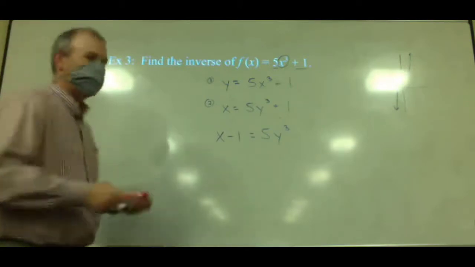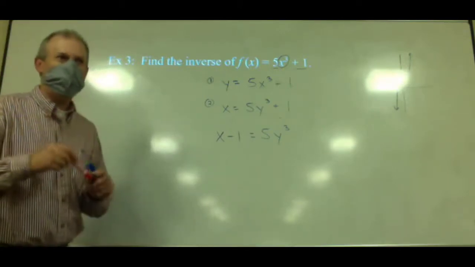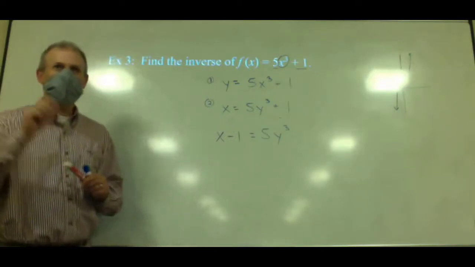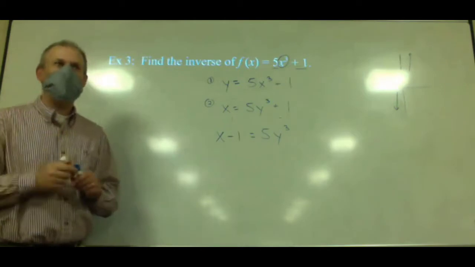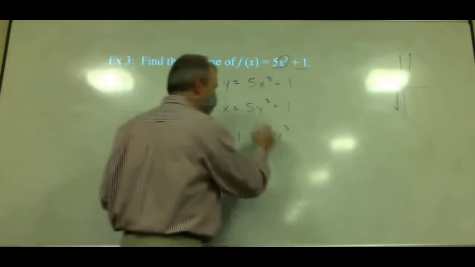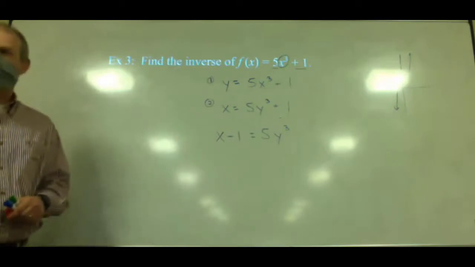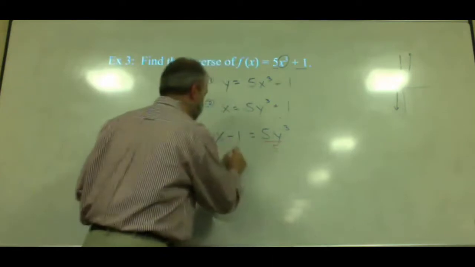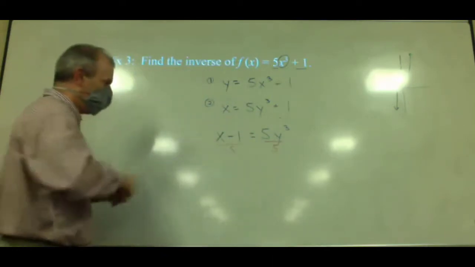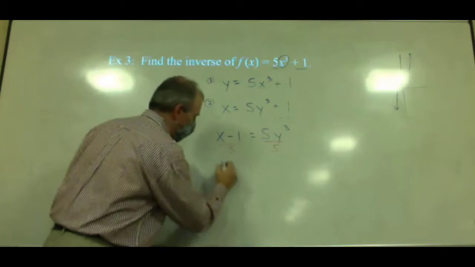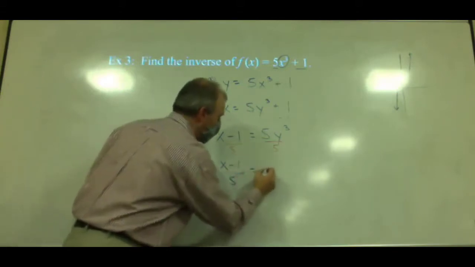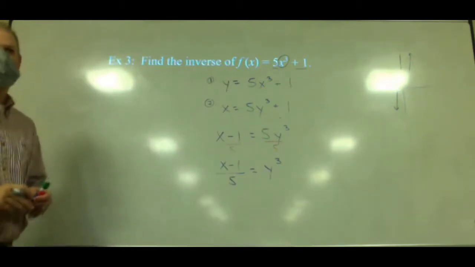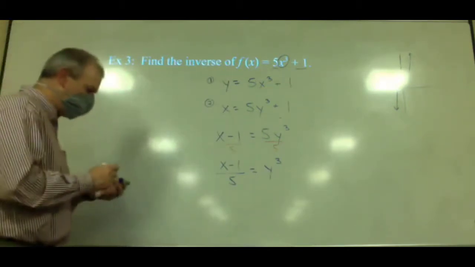What's the next thing we're going to do? Now be careful here. What's getting cubed, the y or the 5y? Just the y. So the next layer we have to take care of is the 5. We've got to get rid of the 5. How do we get rid of the 5? Divide by 5. So now we have x minus 1 divided by 5 equals y cubed. How do we get rid of the cubed? We take the cube root of both sides.